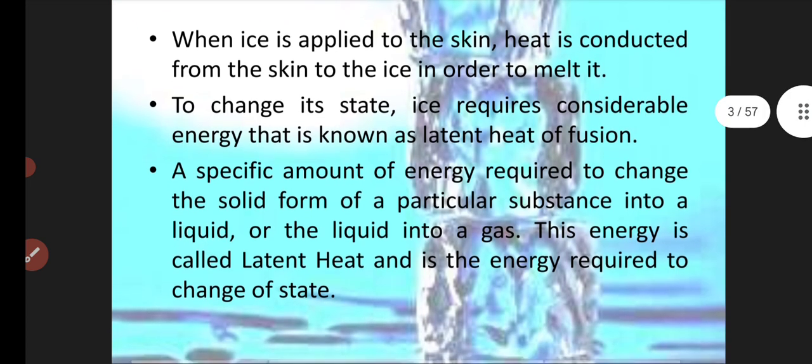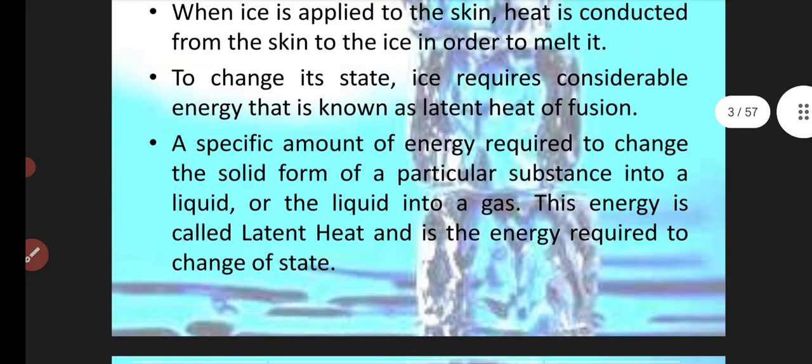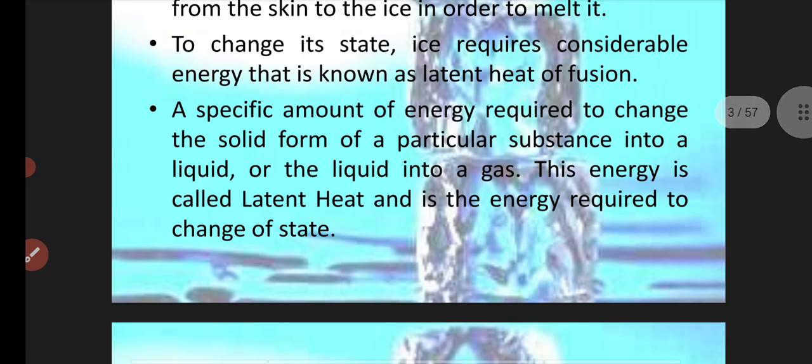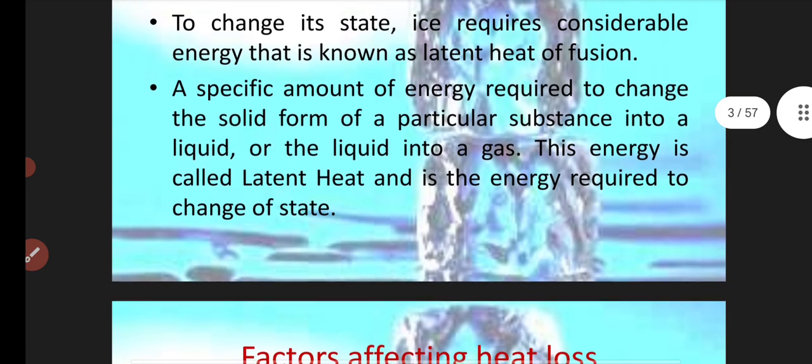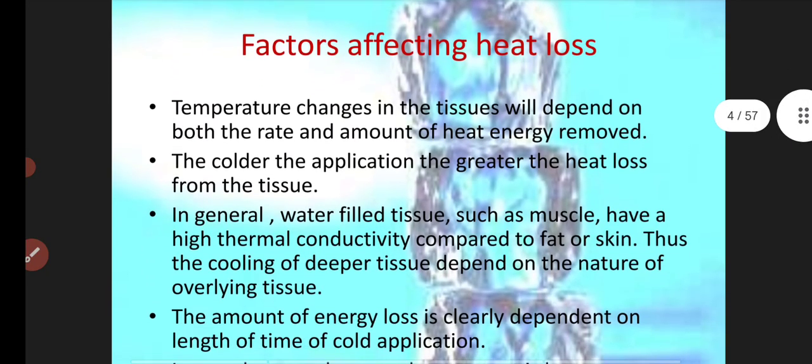The specific amount of energy required to change the solid form of a particular substance into a liquid, or a liquid into a gas, is called latent heat. So what is latent heat? One of the short questions comes from latent heat. It is the specific amount of energy required to change the solid form of a particular substance into a liquid or the liquid into a gas. This energy is called latent heat and is the energy required to change the states. Okay. And next, what are the factors affecting heat loss?